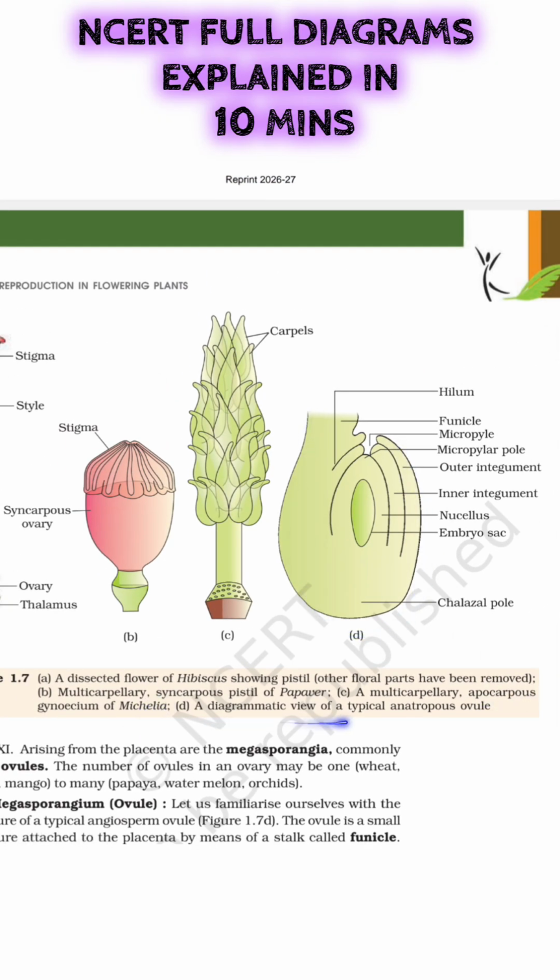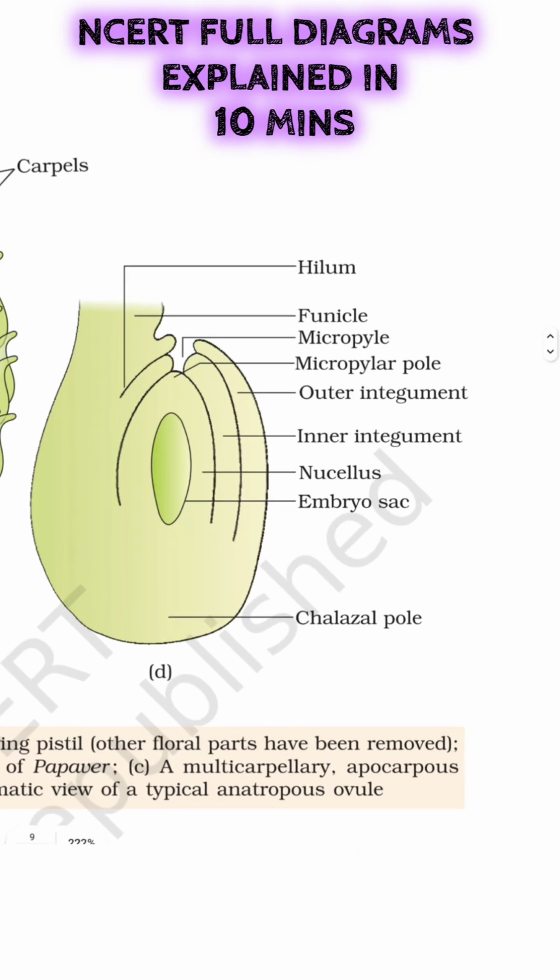Now the last one is very important, a diagrammatic view of the typical anatropous ovule. Here you can see the funicle reaching the hilum, and then it just enters through this. This is the funicle, then you can see the hilum here, then there are two layers, that is outer integument and inner integument, and inside here you can see the nucellus. This is the embryo sac, this is the chalazal pole, while this particular opening is the micropyle, and this pole is the micropylar pole. So you can see hilum, funicle, micropylar pole, outer integument, inner integument, nucellus, embryo sac, chalazal pole, everything is mentioned, that's it.